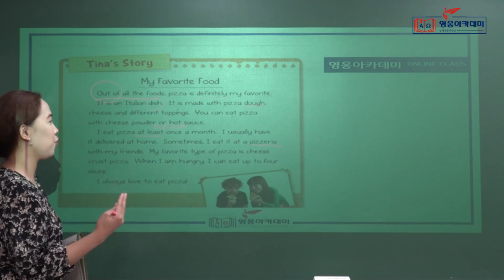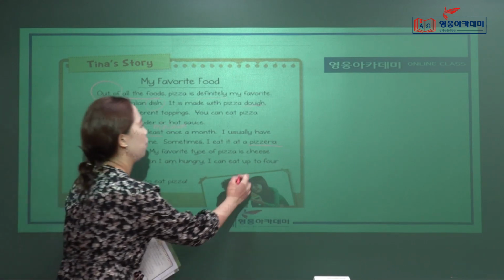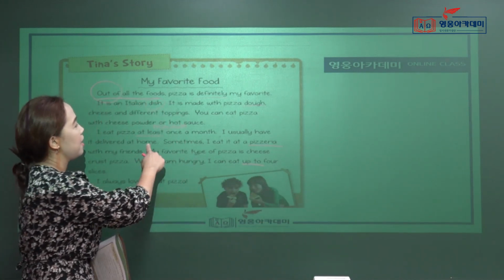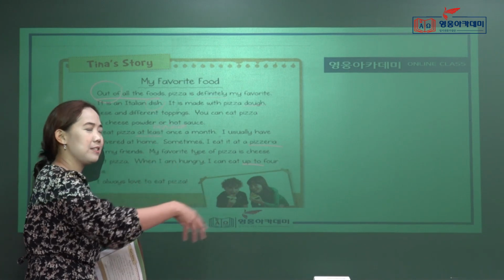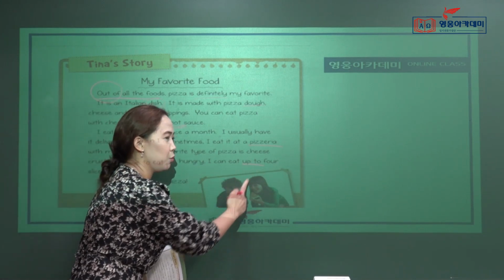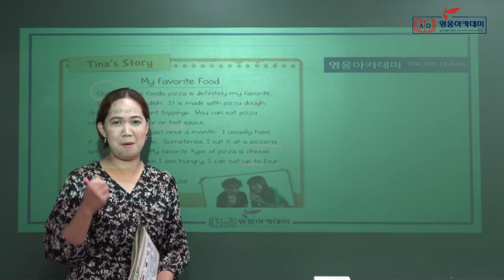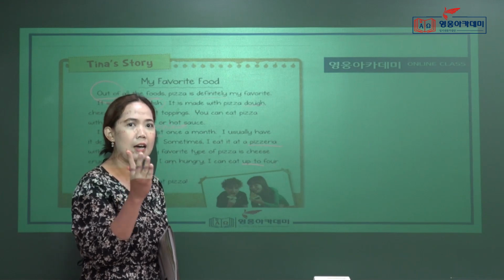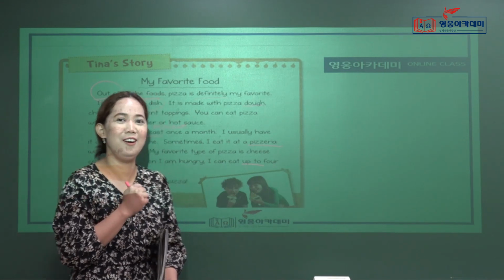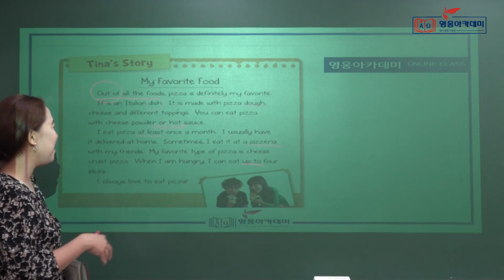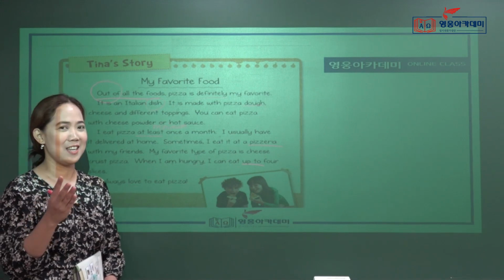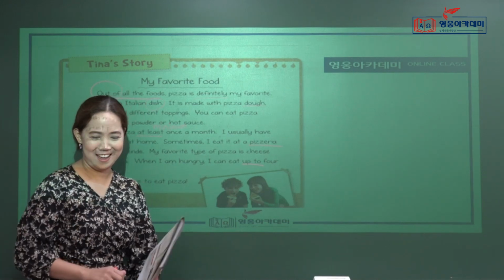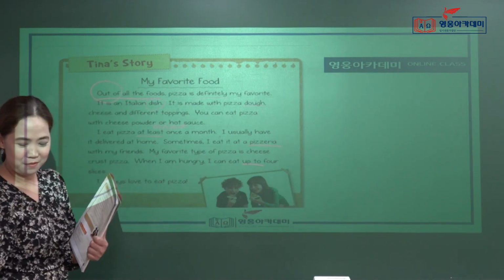Next, "When I am hungry, I can eat up to 4 slices." Why do we use this expression "up to"? If "at least" means minimum, the expression "up to" refers to the maximum amount. It means her maximum when she is hungry is 4 slices of pizza. Wow. And she said, "I always love to eat pizza." Do you guys love to eat pizza? Always? All right. Now let's answer the questions.